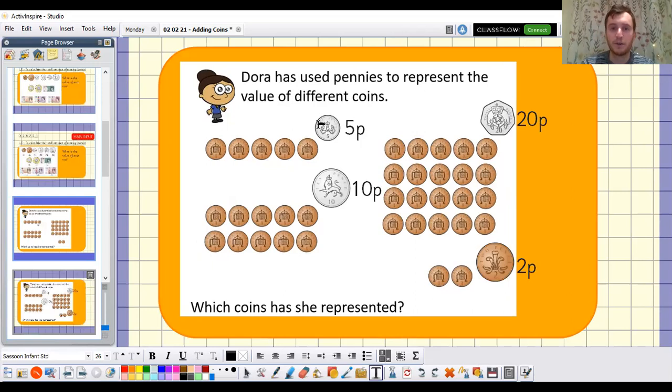So the first one we did together was the 5 pence. The next one, there are 10 coins, which is showing the 10 pence. Then 20 coins, which is showing the 20 pence coin, and 2 1 pence coins, just to show the 2 pence coin at the end.